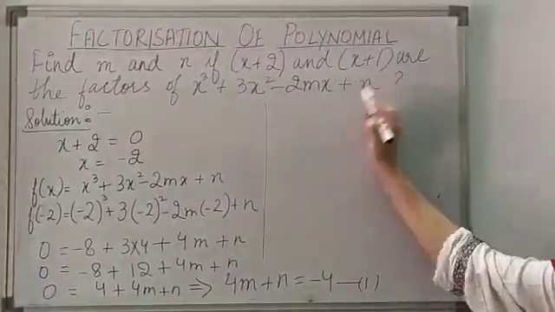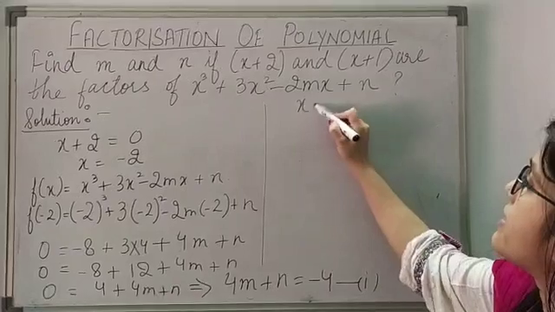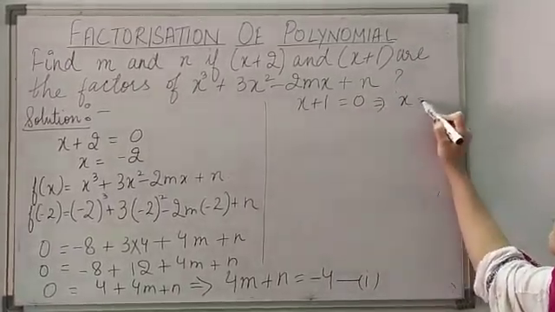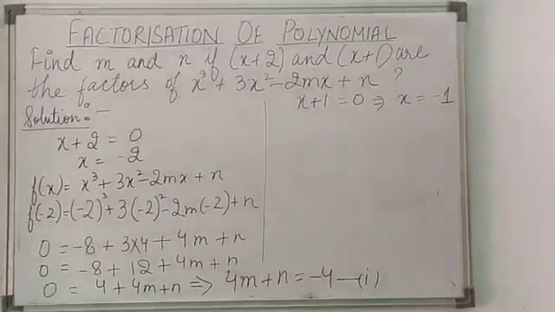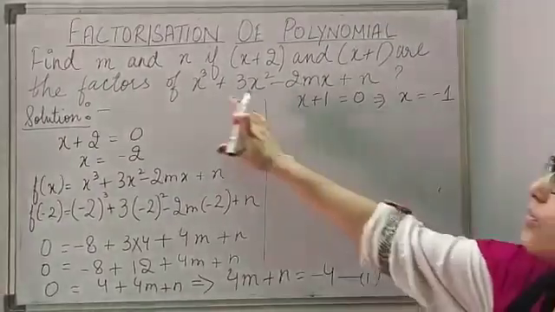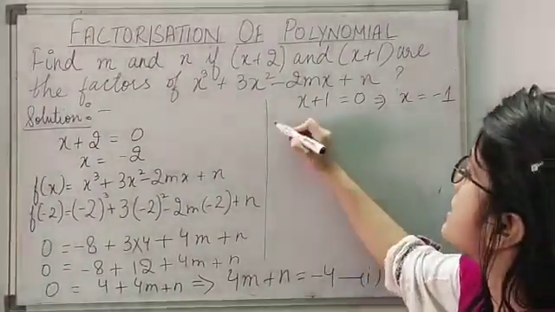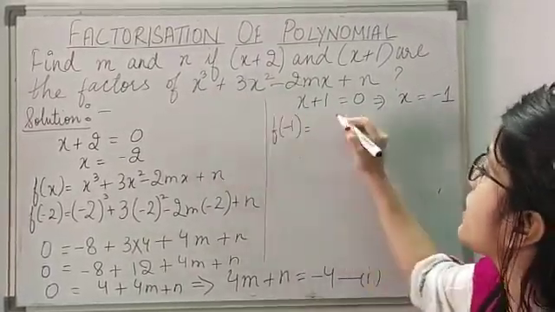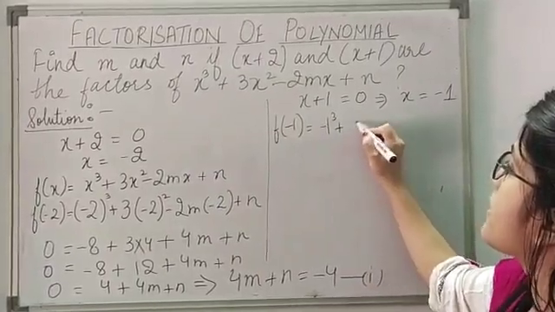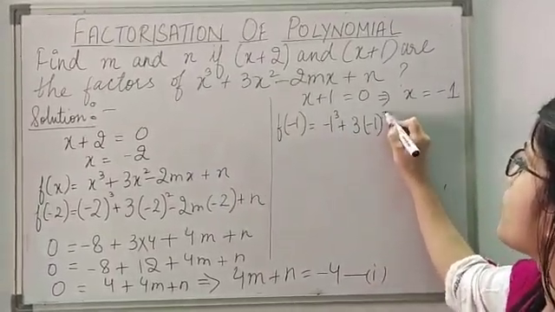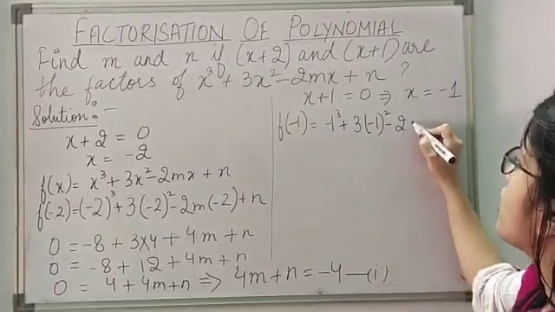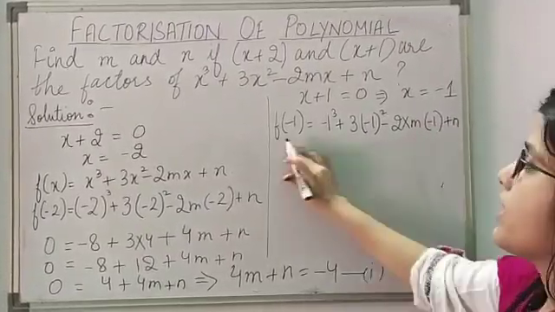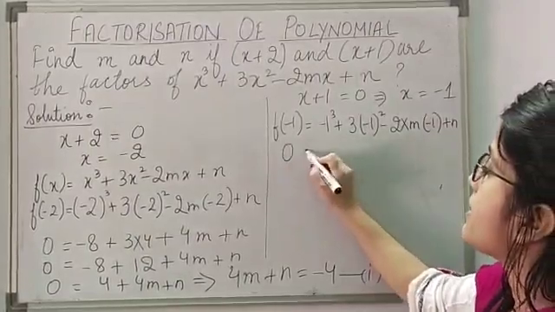X plus 1, again we have to do the same work, that is x plus 1 equals to 0. We will solve it further. Your value of x will be minus 1. So now we will substitute the value minus 1 in this polynomial, that is minus 1 cube plus 3 into minus 1 square minus 2 into m in place of x, minus 1, plus n. Again, this is the factor, that means completely divisible.